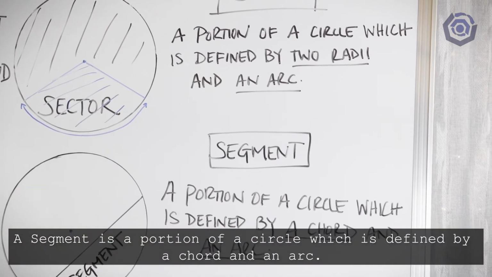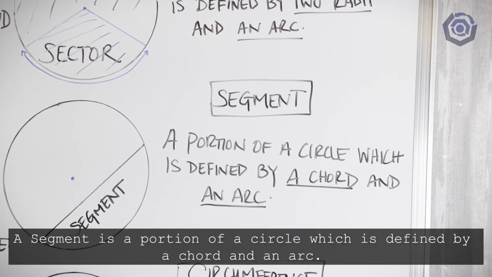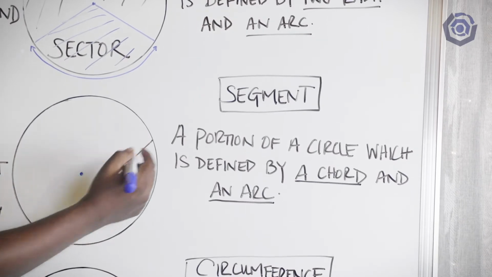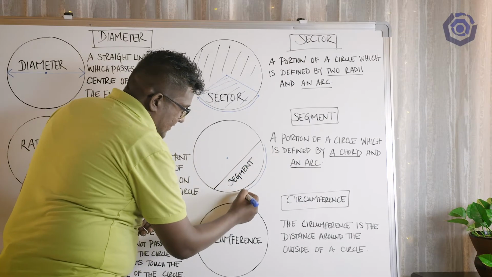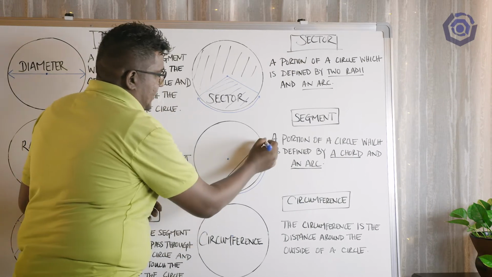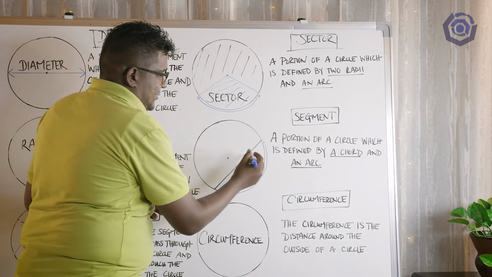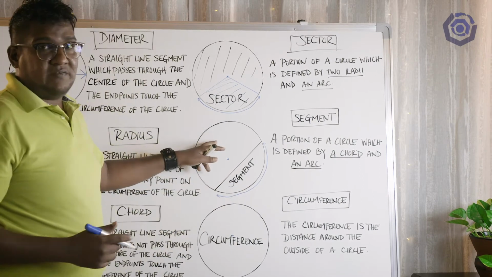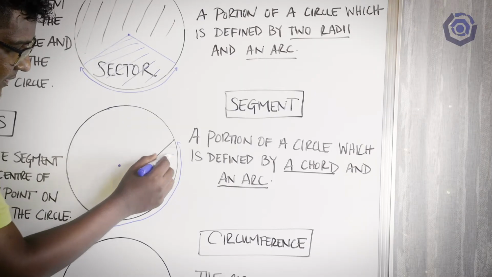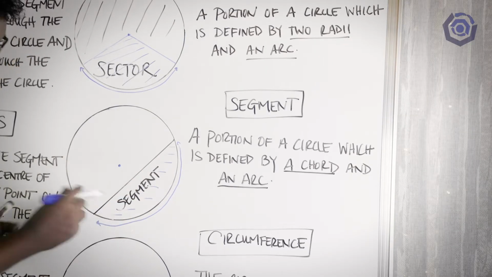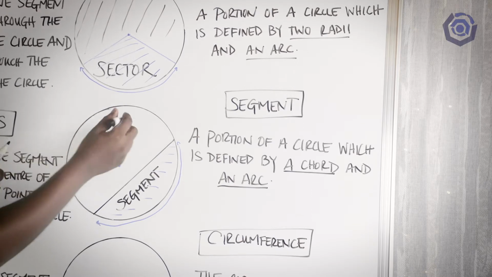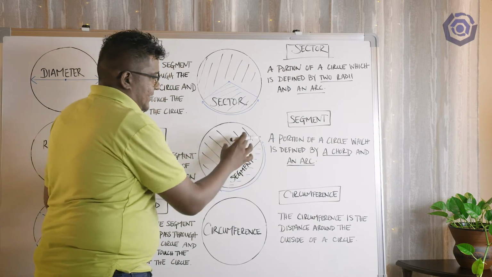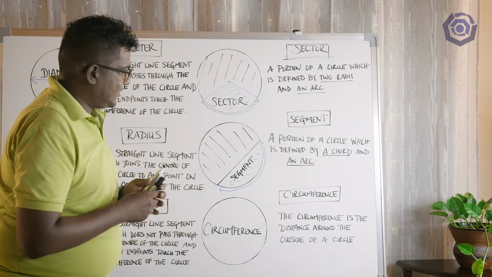The fifth one is the segment. The segment is a portion of a circle which is defined by a chord and an arc. Again, we looked at chord earlier. This is the chord, and this part of the circumference is what we call the arc. So the segment is this portion here. When we look at segments, we have two of them as well: a minor segment and a major segment. So this part is what we call the minor segment, and the rest of the circle is what we would call our major segment, right? So this is the small part, and the rest of the circle is the major segment.